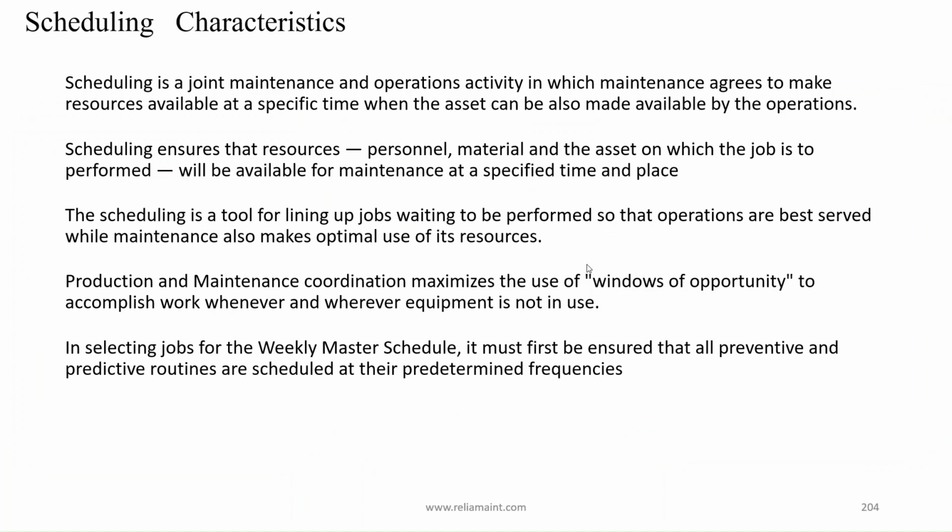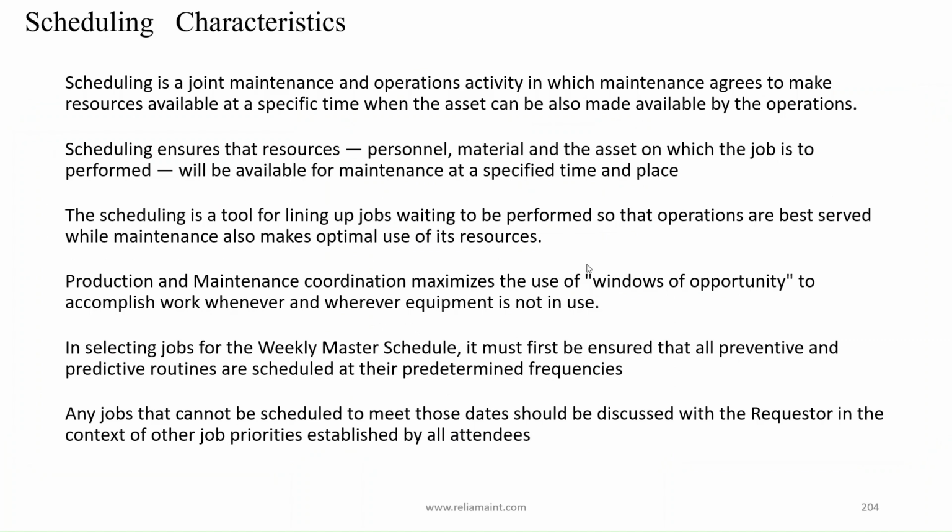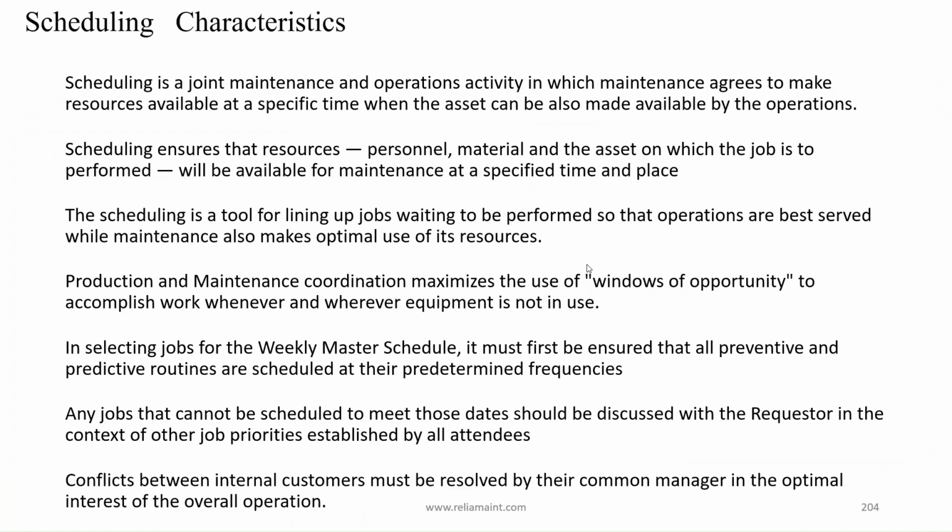Production and maintenance coordination maximizes the use of windows of opportunity to accomplish work whenever and wherever equipment is not in use. In selecting jobs for the weekly master schedule, it must first be ensured that all preventive and predictive routines are scheduled at their predetermined frequencies. Any jobs that cannot be scheduled to meet those dates should be discussed with the requester in the context of other job priorities established by all attendees. Conflicts between internal customers must be resolved by their common manager in the optimal interest of the overall operation.